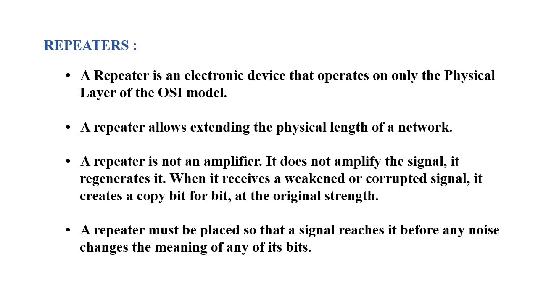A repeater is an electronic device that operates only on the physical layer of the OSI model. A repeater allows extending the physical length of a network. A repeater is not an amplifier. It does not amplify the signal. It regenerates it. When it receives a weak or corrupted signal, it creates a copy bit for bit at the original strength. A repeater must be placed so that a signal reaches it before any noise changes the meaning of any of its bits.